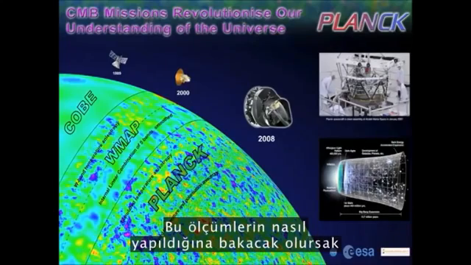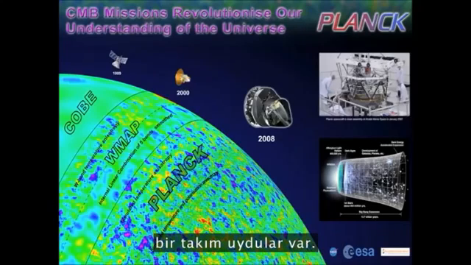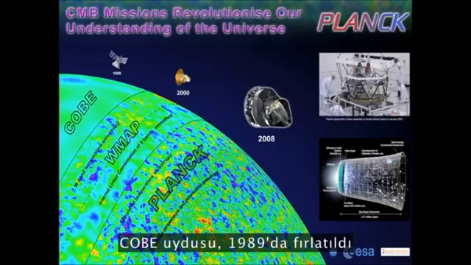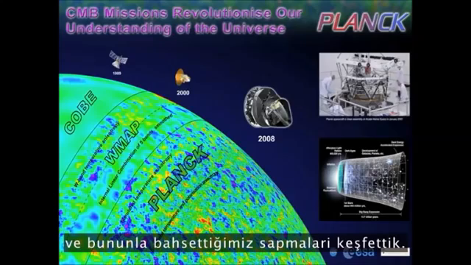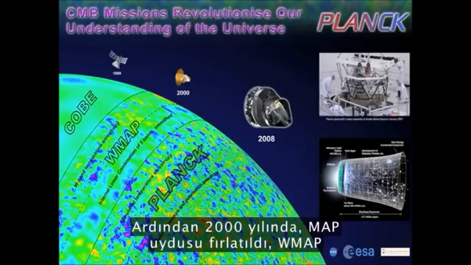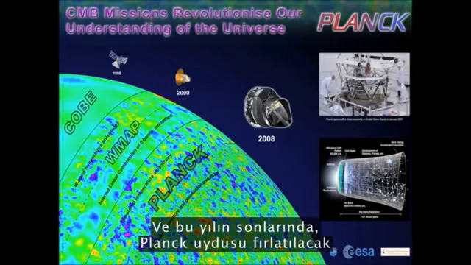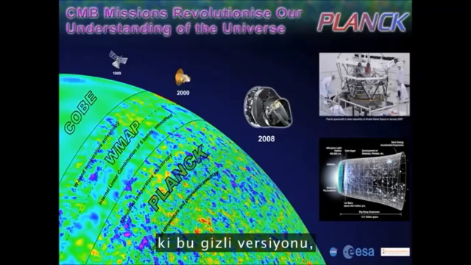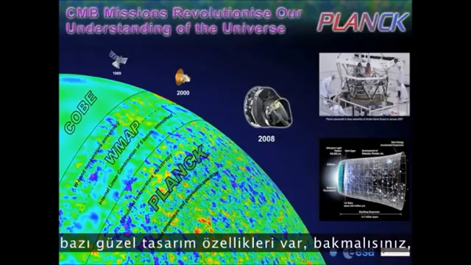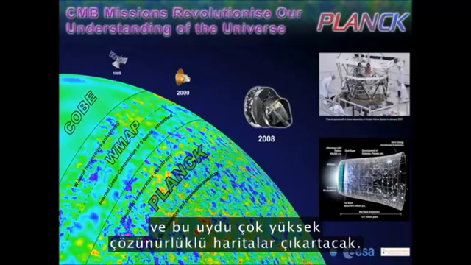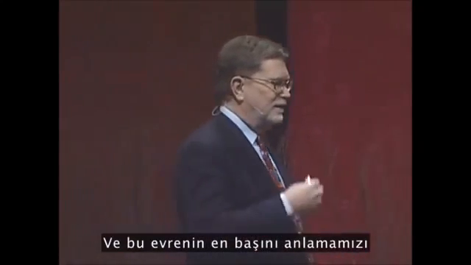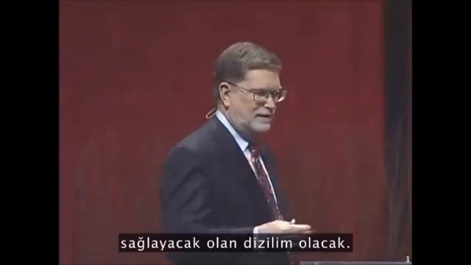So the way these measurements were done, it's been a set of satellites, and this is where you get to see. So there was the COBE satellite, which was launched in 1989, and we discovered these variations. And then in 2000, the MAP satellite was launched, the WMAP, and it made somewhat better pictures. And later this year, this is the cool stealth version, the one that actually has some beautiful design features to it. And you see the blown up. The Planck satellite will be launched, and it will make very high resolution maps. And that will be the sequence of understanding the very beginning of the universe.